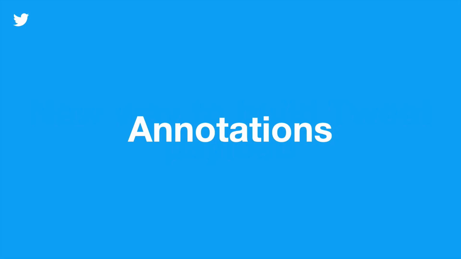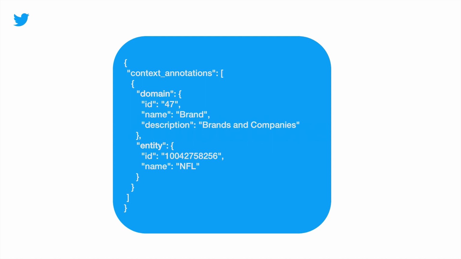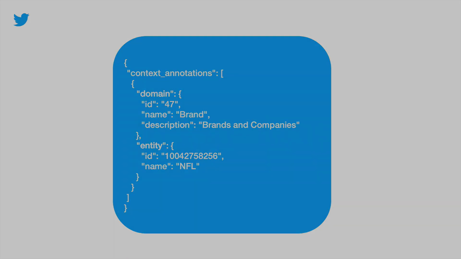The new endpoint supports annotations that provide contextual information about a tweet. These annotations help you understand the topic that a tweet is about, as well as identify named entities present in the tweet. For example, a tweet payload about the NFL may include this object for context annotations. This is super helpful for understanding topics and entities without needing to do custom topic modeling or named entity extraction.